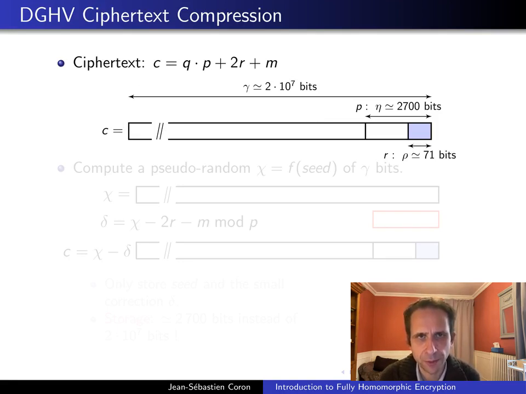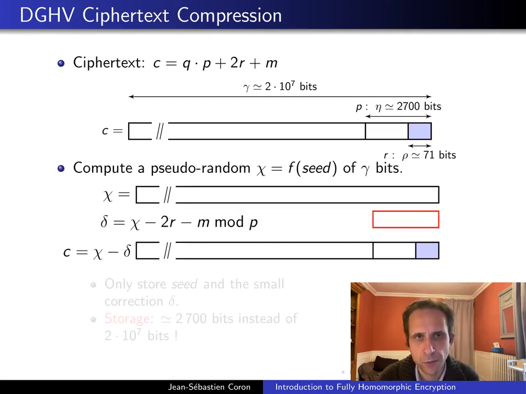So you remember that the ciphertext is q times p plus 2r plus m, where the ciphertext has size 20 million bits, but p is much smaller. It's only 2,700 bits. And so for this, the trick is to compute a big random number of the same size as the ciphertext C using a pseudo-random generator, using a public seed. So we expand this seed into a large random number, which has gamma bits, so the same size as a regular ciphertext. But of course, this big integer chi is not a ciphertext, because it has no structure. But it's easy to make a small correction so that it becomes a regular DGHV ciphertext.